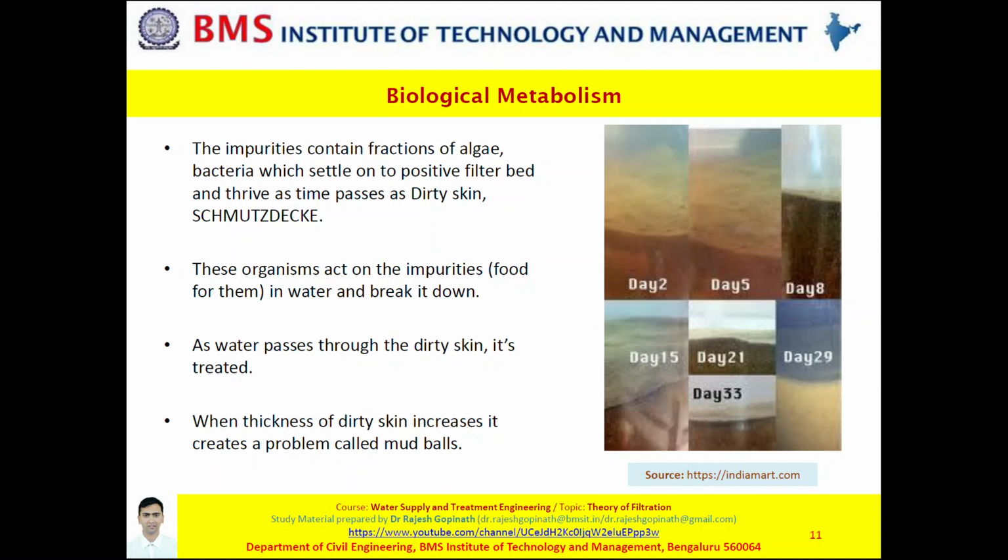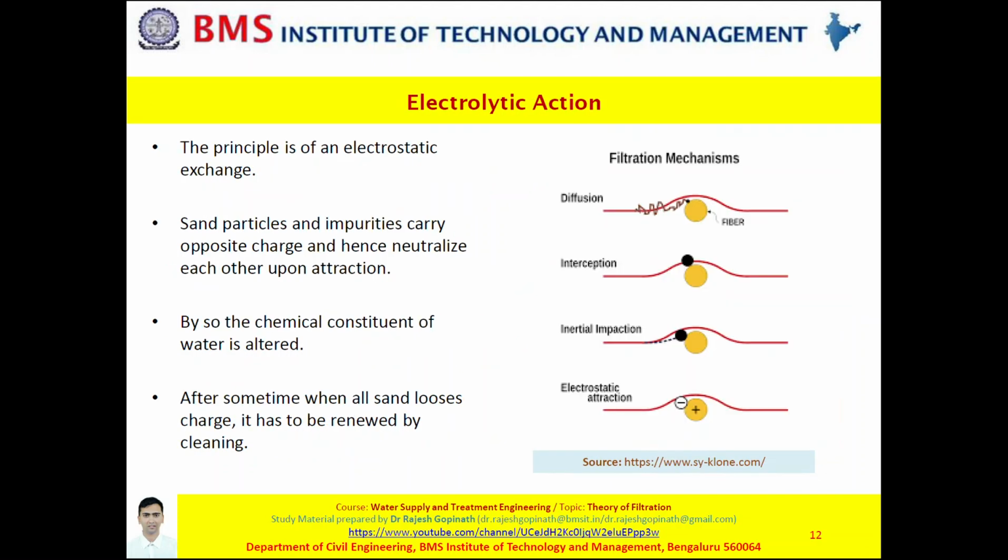Slide 12. The fourth mechanism of removal of impurities is based on a very simple logic. We consider that the sand particles and the impurities inside the water carry opposite charges, and we are very well aware that opposite charges attract each other and hence get neutralized. By this principle, the impurities and the sand particles get attracted to each other, thereby the chemical nature of the water gets altered. Let's move on to slide 13.